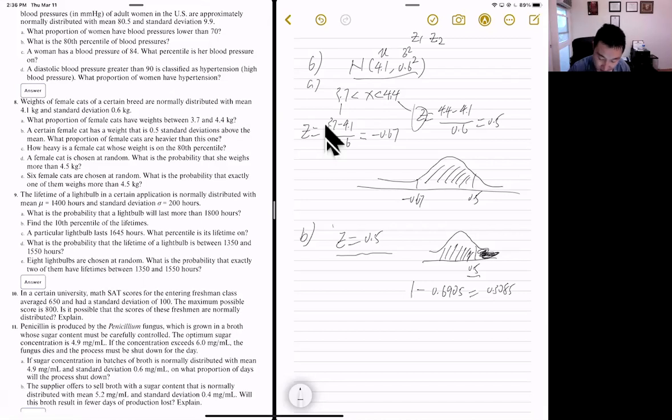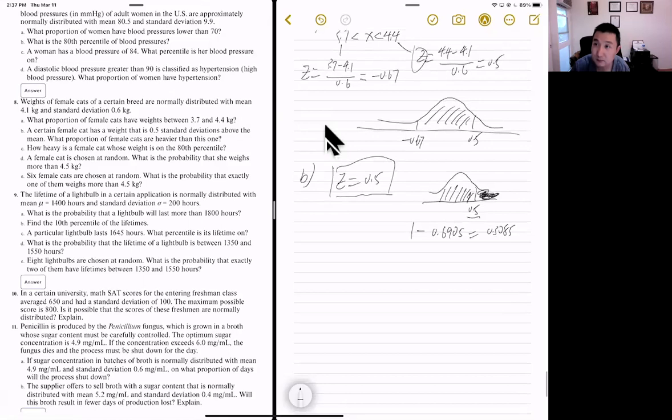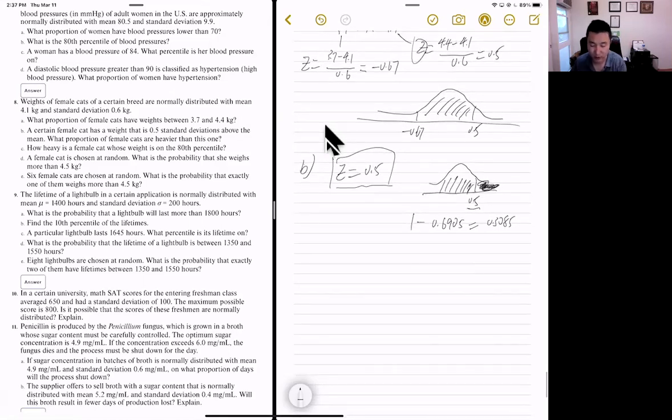Again, the z-score tells us how many standard deviations away from the mean. A positive z-value means on the right-hand side, more than the mean. A negative z-value means less than the mean. So, any questions about part B?